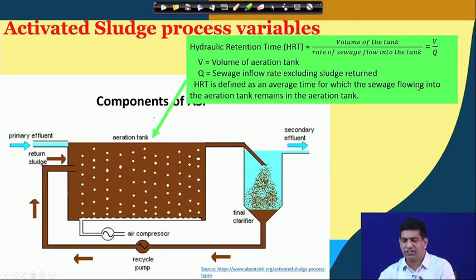The sewage that comes into the aeration tank will remain there, and we calculate that with the volume of the tank, which we talked about earlier, divided by the rate of sewage flow into the tank. So, V upon Q. That is the volume of the tank which you design, divided by the rate of sewage. That gives you the HRT, the average time for which any sewage flowing into the aeration tank will remain there.